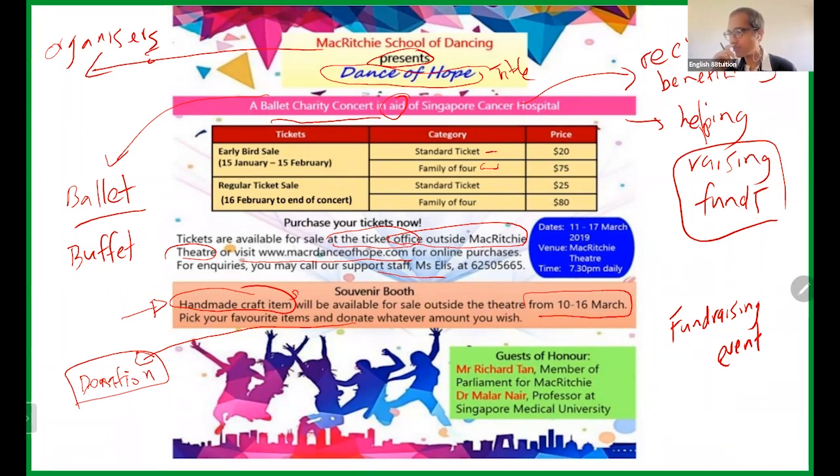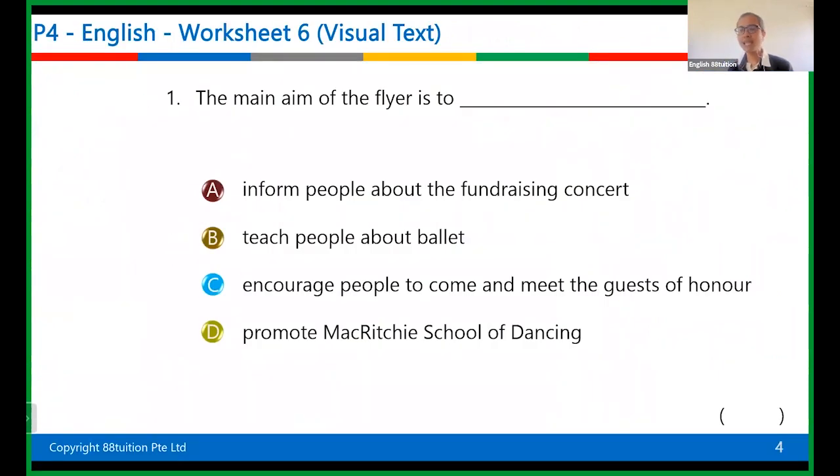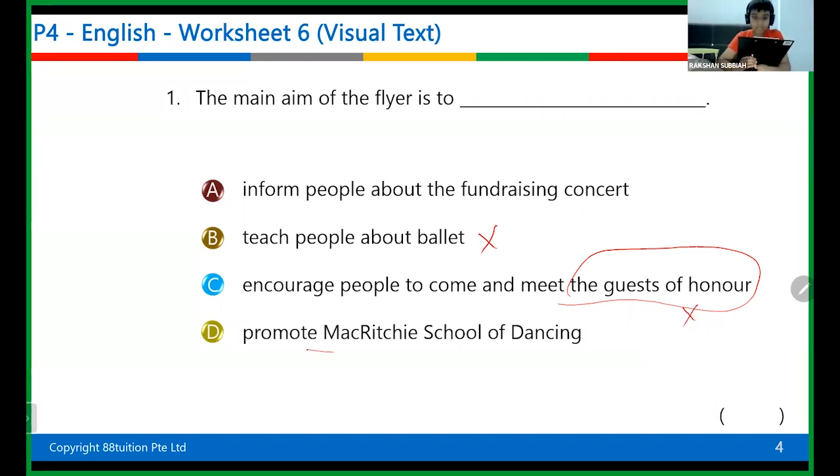Okay, so you got the most information, right? When it's going to happen, etc. So let's look at the question. What's the main aim of the flyer? To inform people about the fundraising concert. It is not to teach people about the ballet, right? It's not asking them to meet the guests of honor. It's not promoting the school of dancing. It is to inform people about the fundraising concert, so they can encourage people to come and contribute. Okay, quite clear.